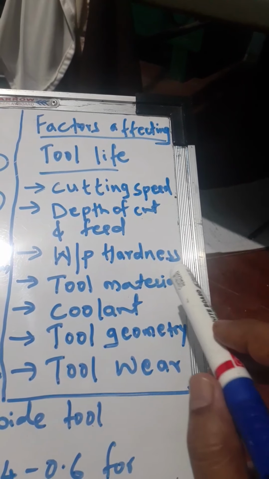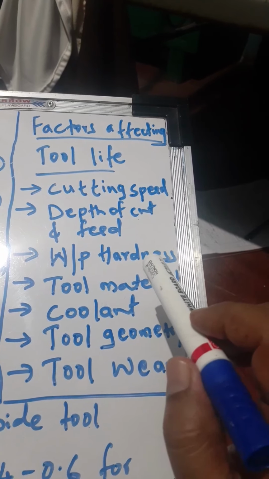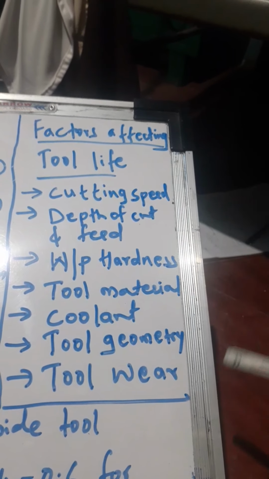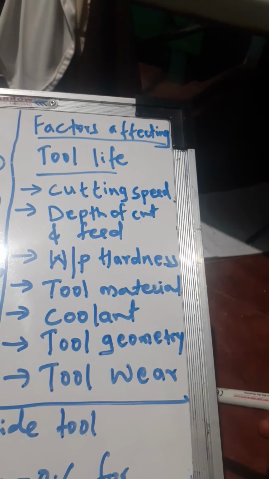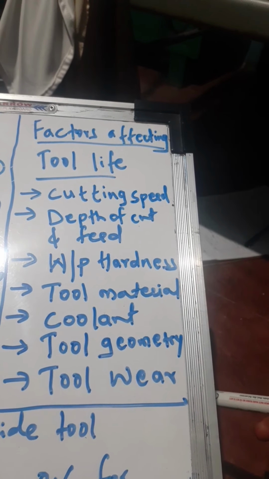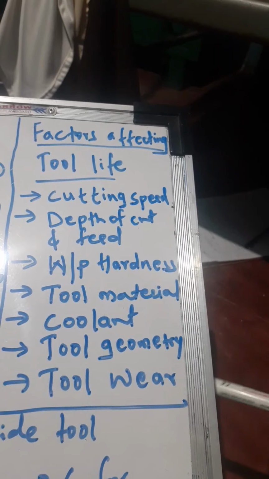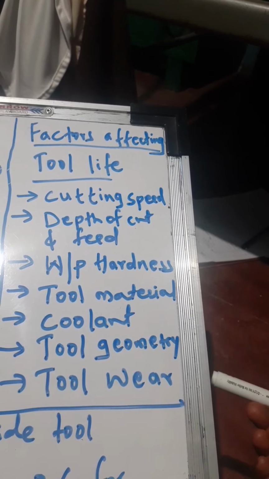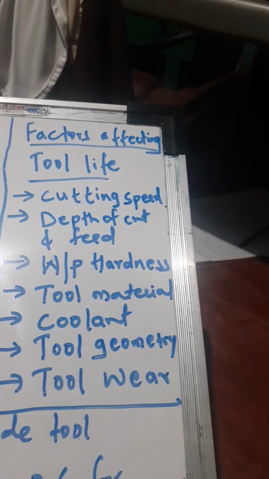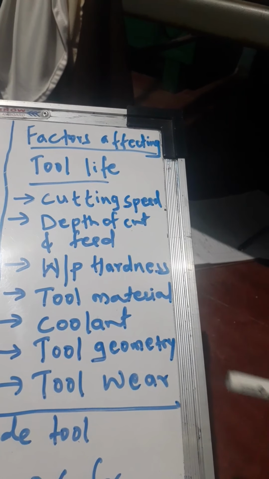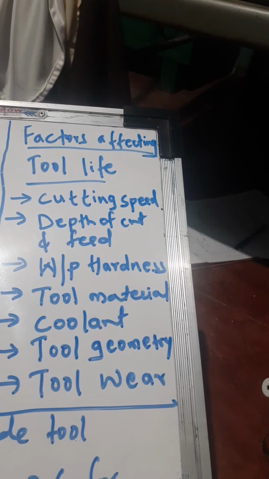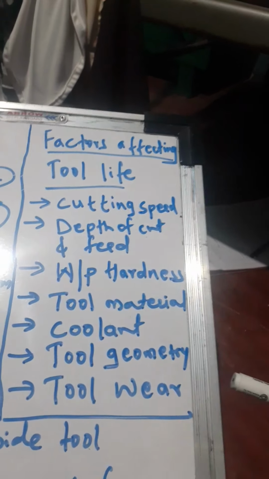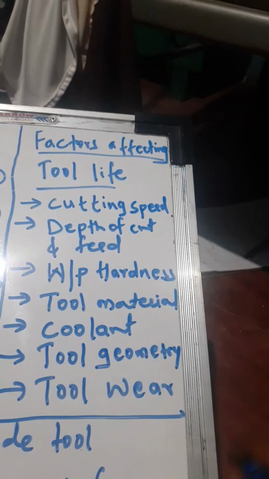Workpiece hardness: if the workpiece material to be cut is very brittle and hard, then it becomes very difficult for the tool to cut such a material. So it needs more power and more cutting forces. Increasing the cutting forces once again increases the friction, and increased friction increases the temperature. Increased temperature may soften the tool, and when the tool becomes soft, it may lose its sharpness at the cutting edge. Therefore the workpiece hardness will also affect the tool life.